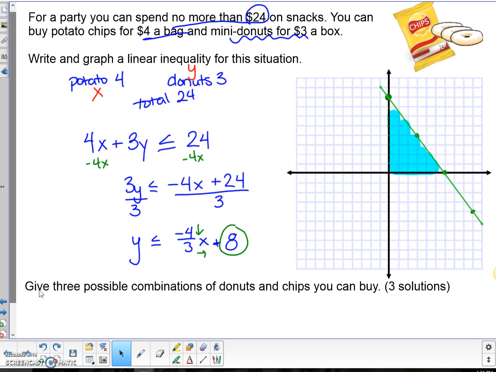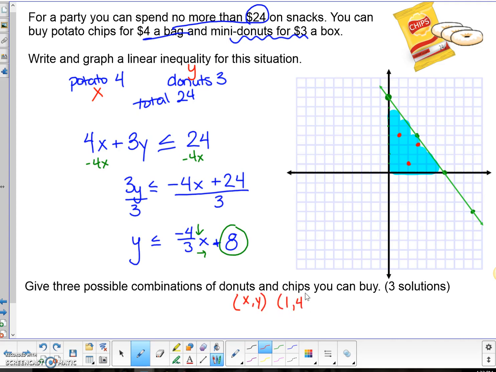We're going to come up with 3 possible combinations of donuts and chips you can buy. We're looking for 3 solutions to the problem. Remember, a solution to an inequality is any ordered pair that makes it true. That means anything in this shaded region and anything on the solid line would work. For the sake of fun, I'm going to make up 3 new points that are in that shaded region. So x is 1, y is 4. So 1, 4, I could have 2, 1, or I could have 3, 3.